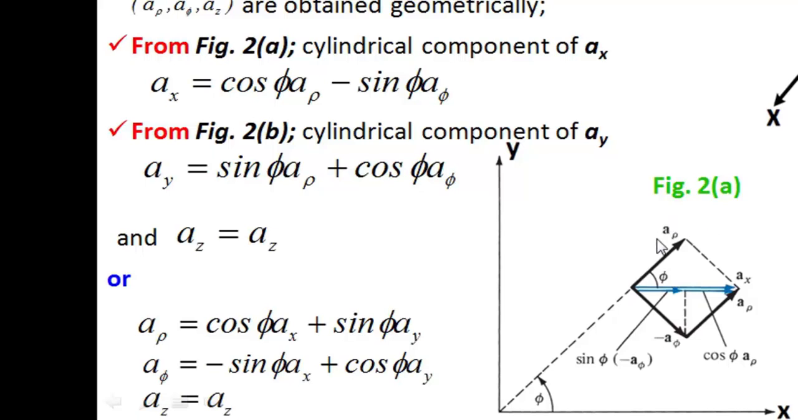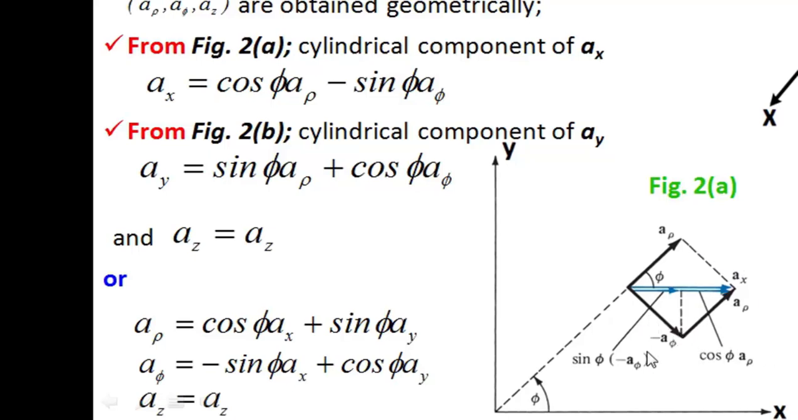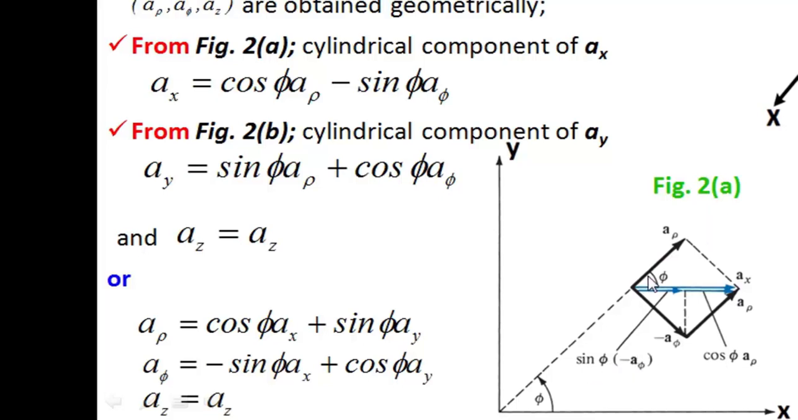So if we break the component of a rho along the x direction, we find cos phi a rho. The a phi component is perpendicular to the a rho direction, and after reversing the direction of a phi, we get minus a phi. If we break the component of a phi along the x direction, we get minus sin phi a phi. So along x, the unit vector ax can be written as ax is equal to cos phi a rho minus sin phi a phi.